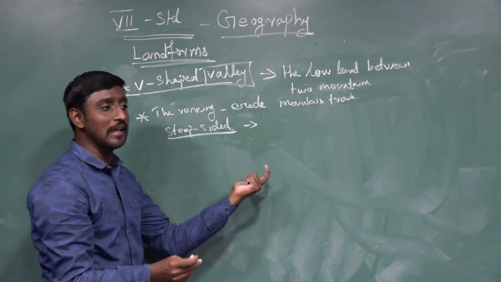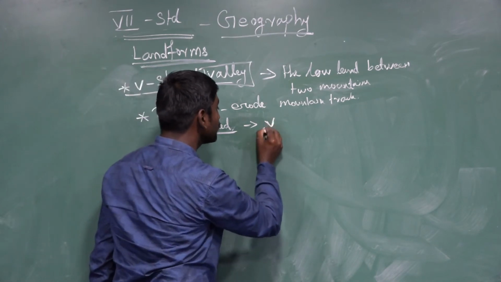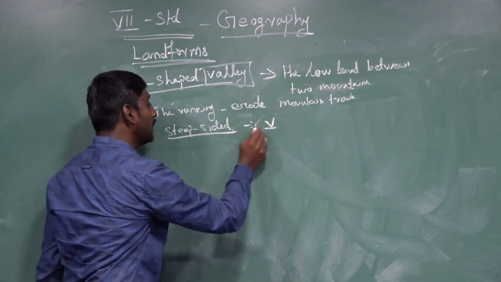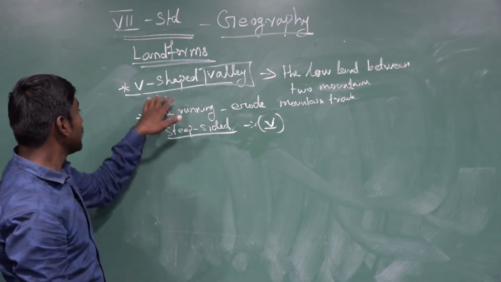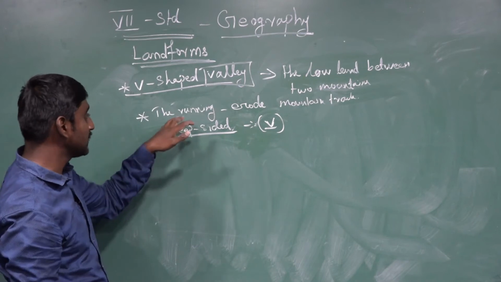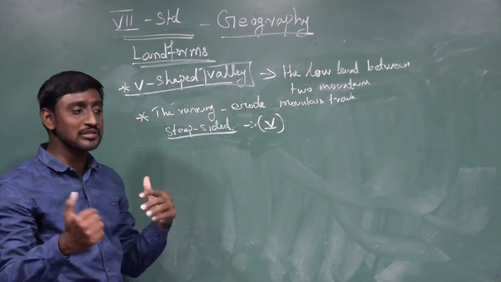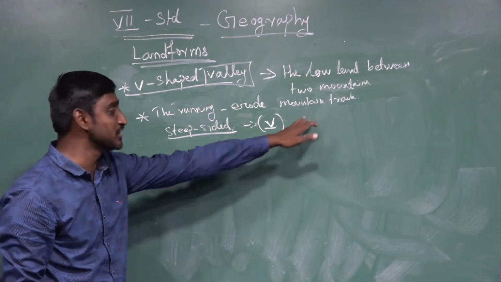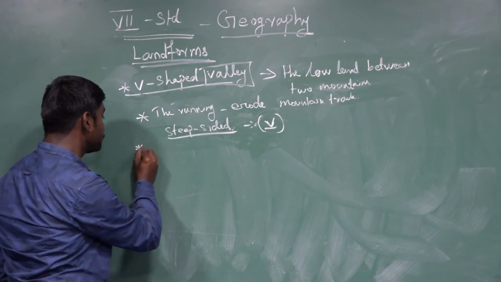The valleys look like the letter V, so it's called a V-shaped valley. The V-shaped valley is formed when running water erodes the mountain track and the sides become steep. So it looks like a V-shape. It's called a V-shaped valley. Next, waterfall.